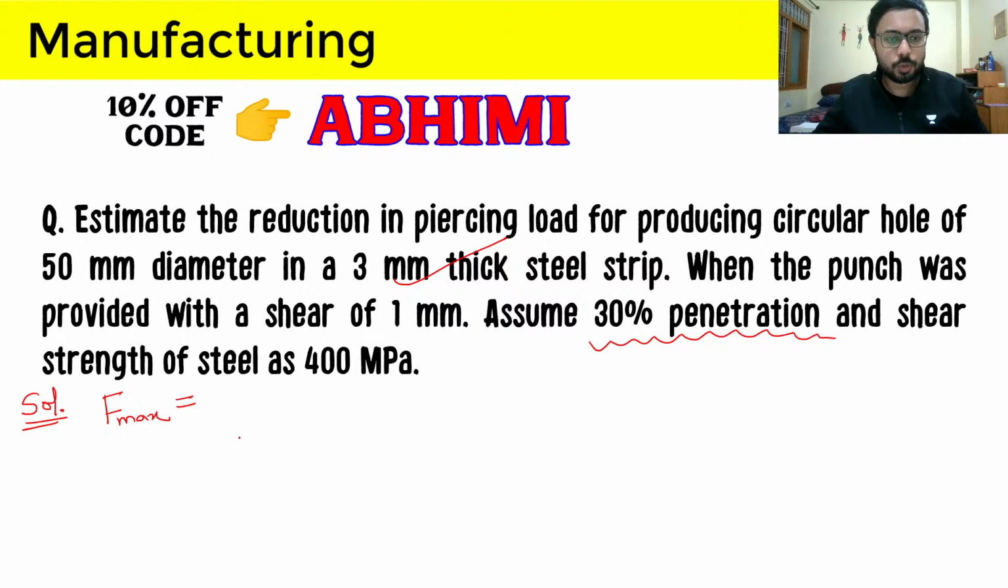So maximum force is calculated by this equation: pi d, which will give the length in contact with the punch, times thickness t, times shear strength tau.